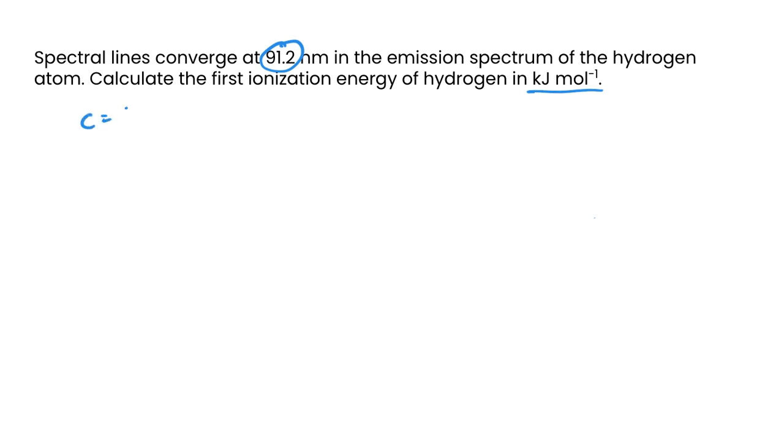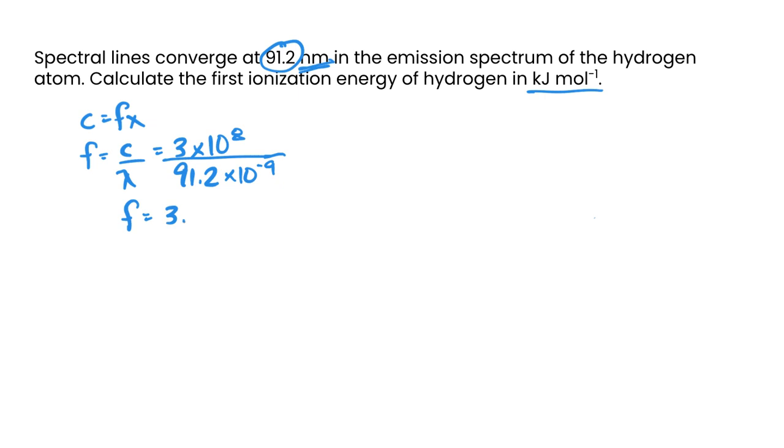We know that the speed of light is frequency times the wavelength, and we need to solve for frequency. So we're going to take speed of light divided by the wavelength. Now the speed of light is 3 times 10 to the 8. I'm just going to leave units out here because I just don't want it to get too messy, but I do know that my wavelength I need to convert from nanometers to meters. So I'm going to multiply the 91.2 times 10 to the minus 9. So that's going to give me a frequency of 3.2894 times 10 to the 15.